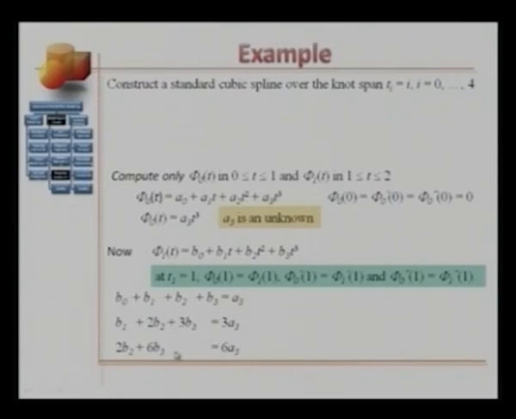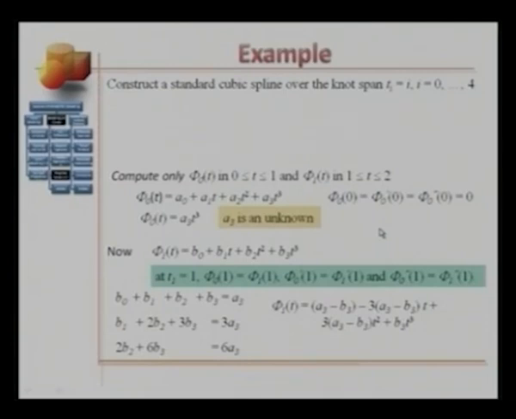We can eliminate some of the unknowns over here. We can write b0, b1, and b2 in terms of b3, which would make phi 1 of t as (a3 minus b3) minus 3 times (a3 minus b3) times t plus 3 times (a3 minus b3) times t squared plus b3 times t cubed.